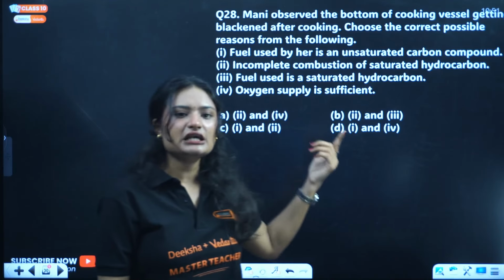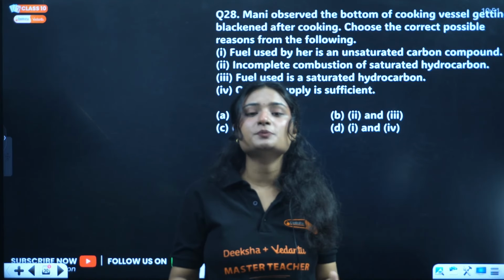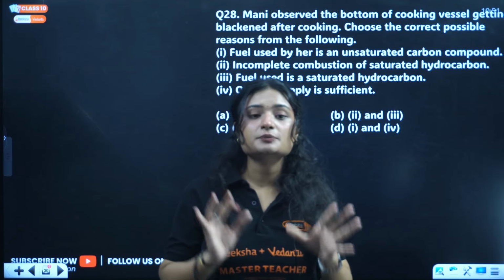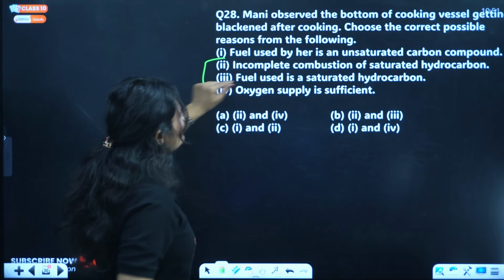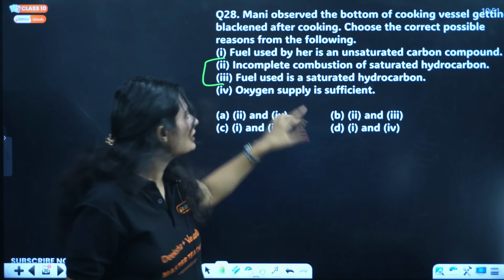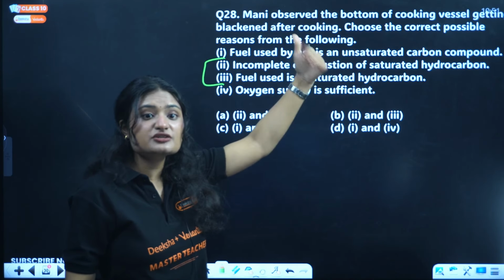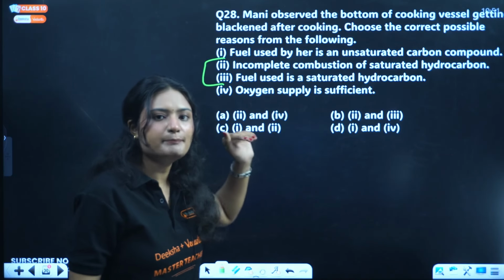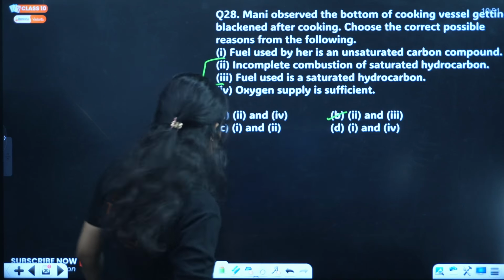And if the vessel is getting blackened, that means our LPG is not burning properly. The fuel is not burning properly. So that means the incomplete combustion. Fuel used is a saturated hydrocarbon. Yes, LPG is a saturated hydrocarbon. Incomplete combustion of saturated hydrocarbon is happening only because of that the vessel is turning black, my dear kids. So the correct answer is B, 2 and 3.